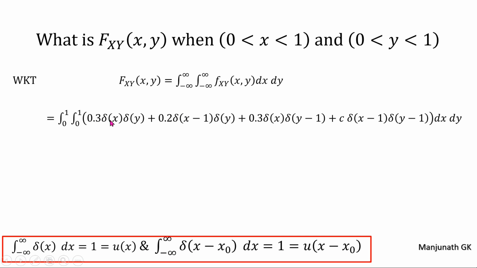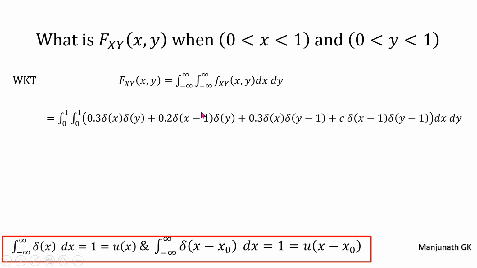One more thing here: when x and y are considered from 0 to 1, then the shifted signals will be 0. Consider delta of x minus 1. It will be 0 if x is varying from only 0 to 1. Delta of y minus 1 is not defined if y is varying from 0 to 1. So the shifted signals in this range become 0 here.